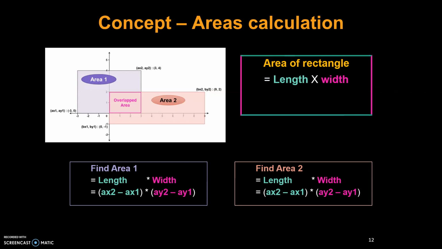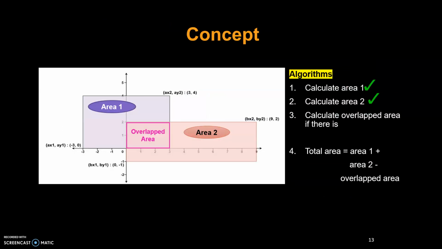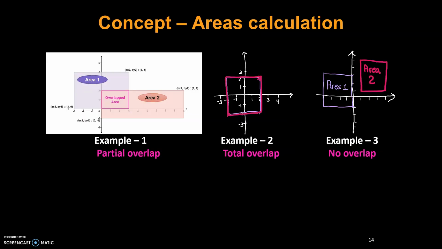So I will take you back to the algorithm. We have done step 1 and step 2. So let's do step 3. Step 3 is a bit more involved. Before I go into step 3, first I want to bring up this tree diagram to remind you there are 3 cases that we have to consider. The first example, which is the one that I'm currently using, is partial overlap.